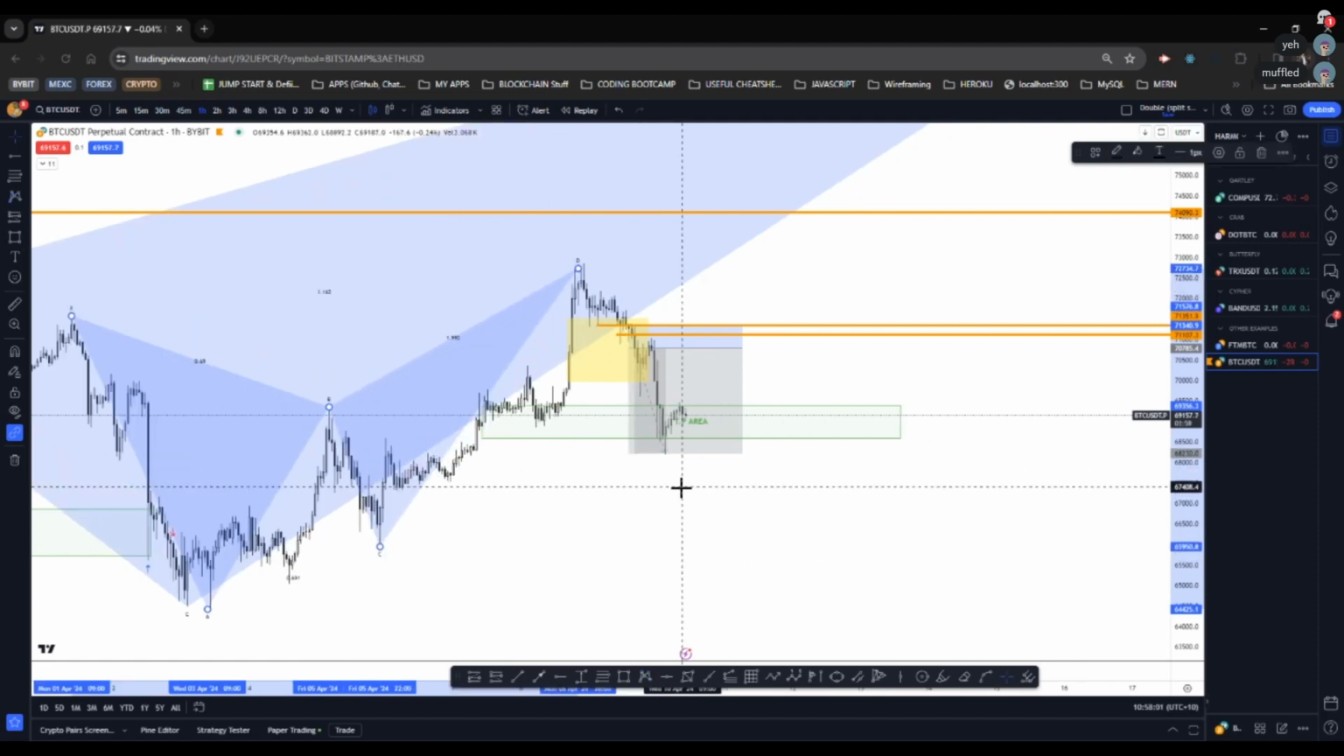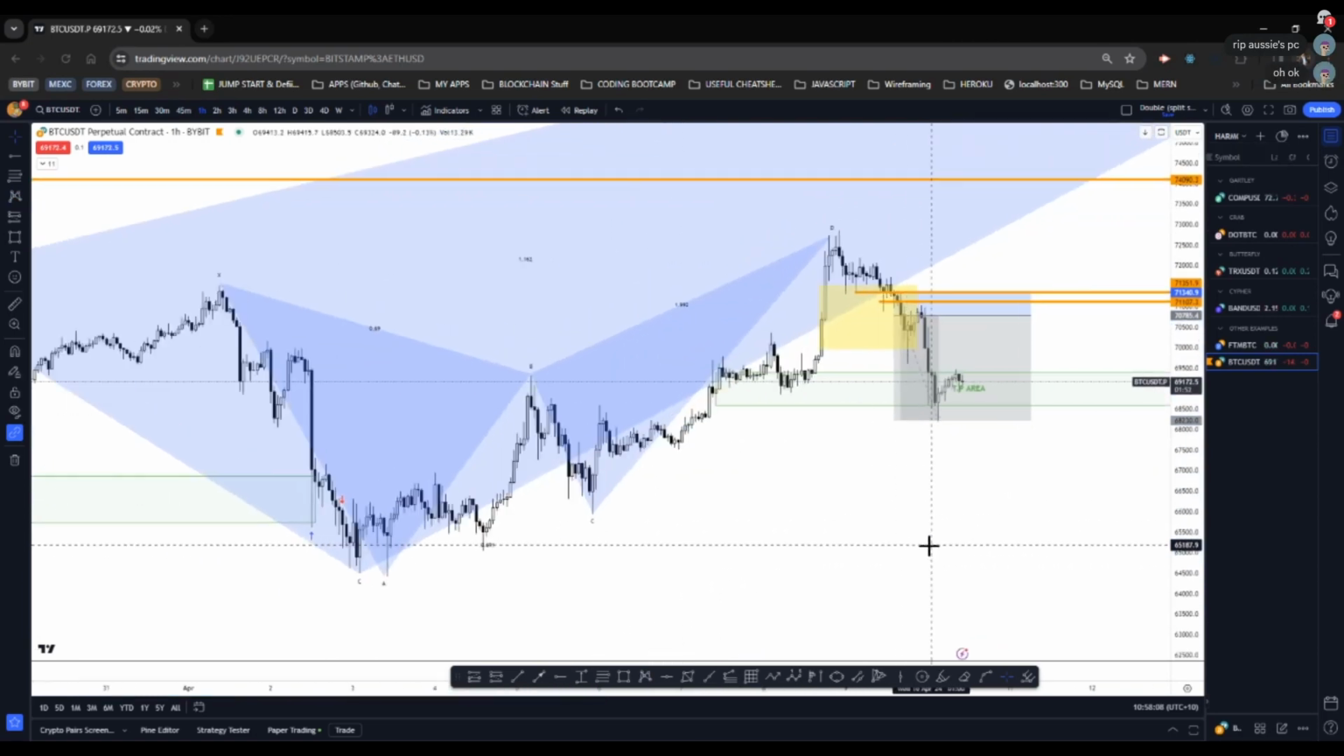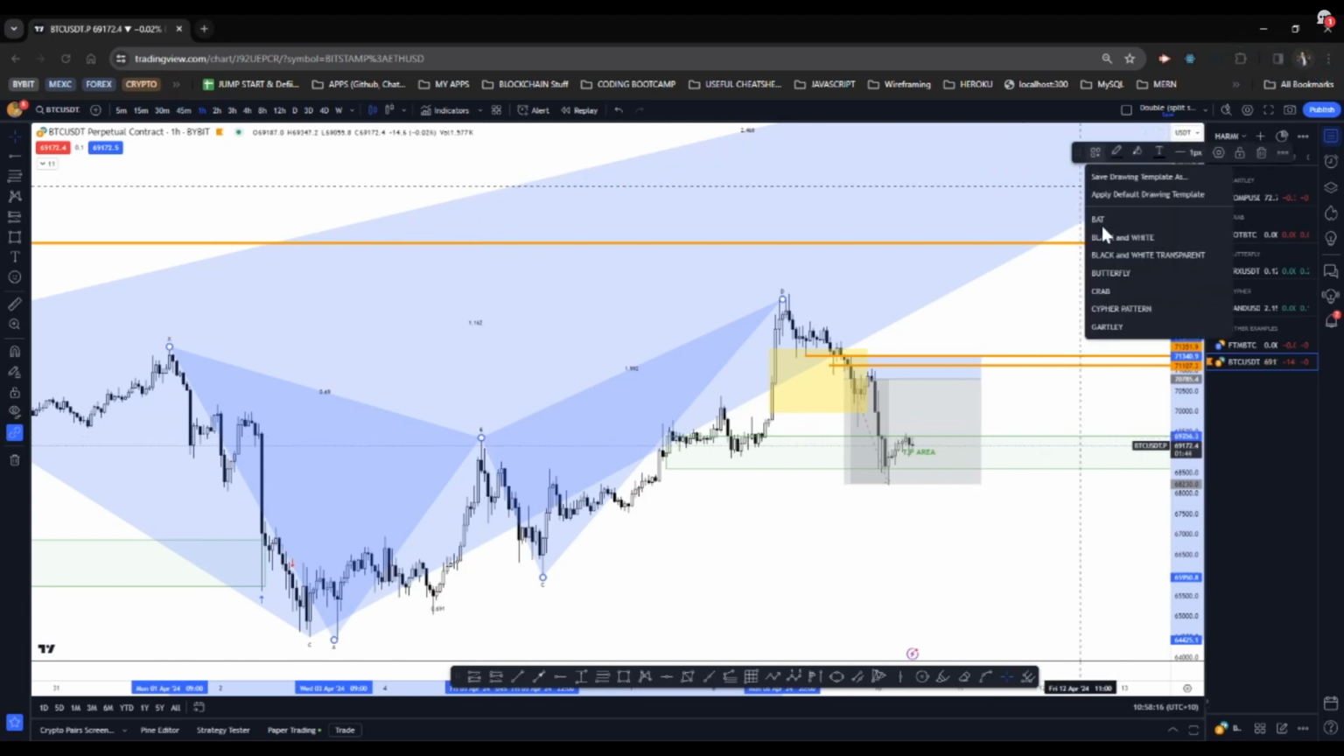No, but this was a mnemonic. This also was a mnemonic. That's why you can see I've got the TP area highlighted, and this was a Gartley. So this I'll show you.